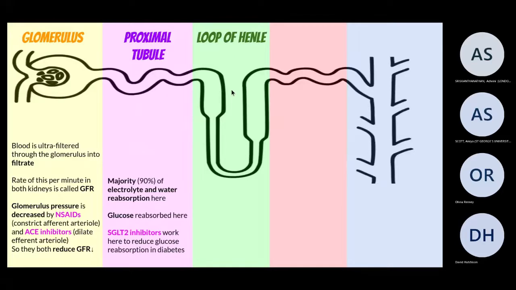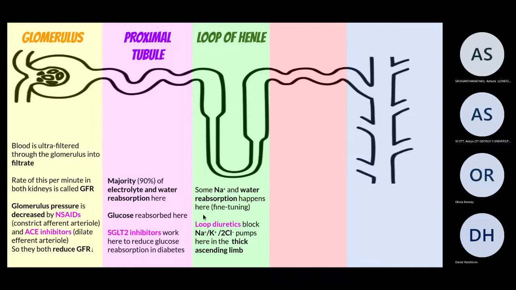Loop of Henle. Okay, so you might have heard of loop diuretics. That's where these drugs work. Even though the majority of water is reabsorbed earlier, there's some fine tuning that happens here. When your body needs to, it can reabsorb more or less in the loop of Henle, and it can use this loop to do that. Loop diuretics block the sodium potassium chloride pumps here in the thick ascending limb, and that results in more water excretion. I'll briefly explain that a bit more, but you don't need to know a huge amount more than that, I would think. Don't panic.